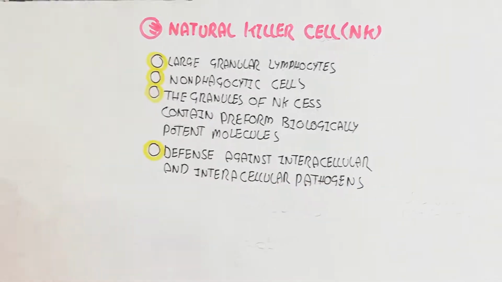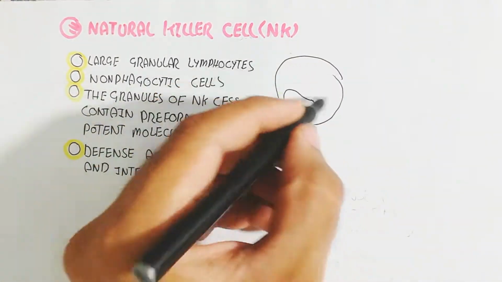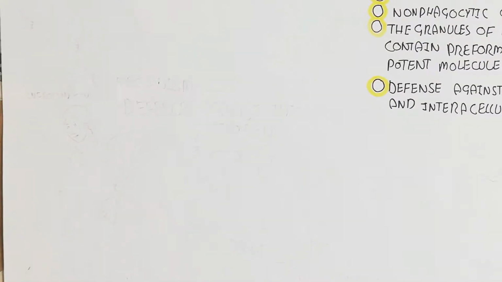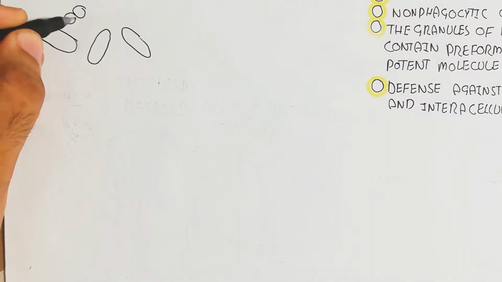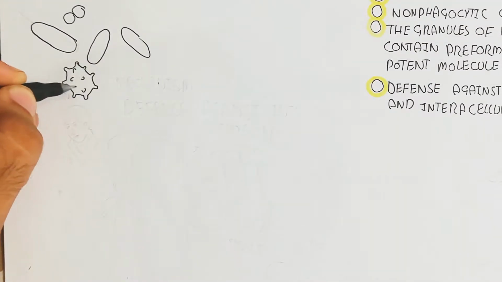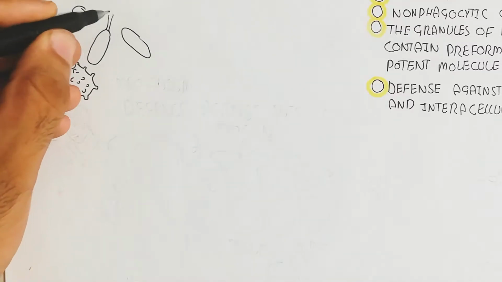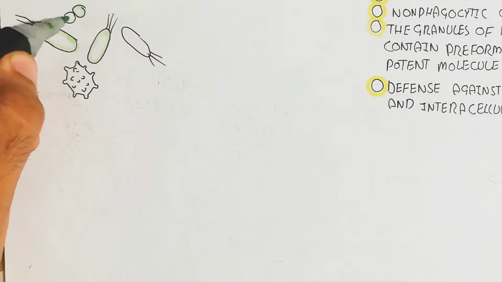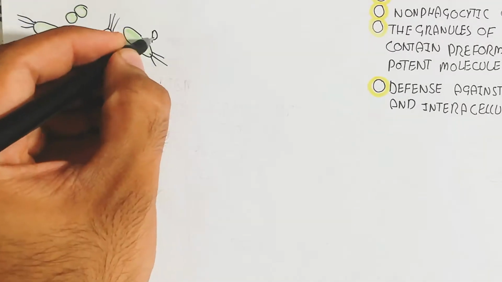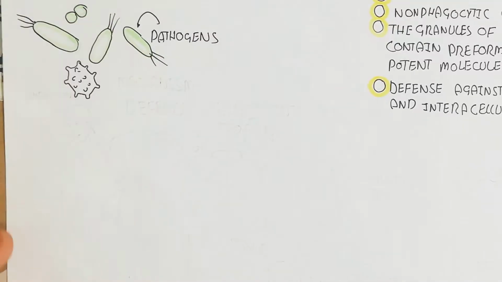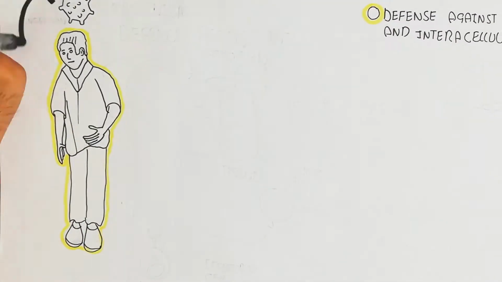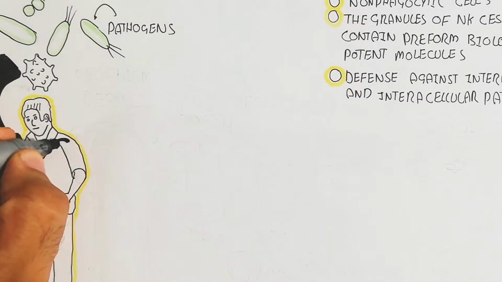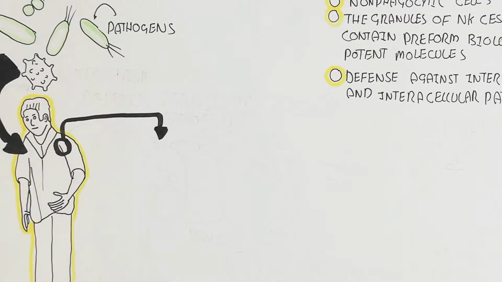So let's begin to understand the mechanism of defense against intracellular pathogens. The natural killer cell naturally kills cells that are infected. Remember, infected means infected by a pathogen. A pathogen can infect a person, which means the cell will be infected by a virus, bacteria or other pathogen. When a cell is infected, we should remove that cell, and the natural killer cell plays an important role in this.